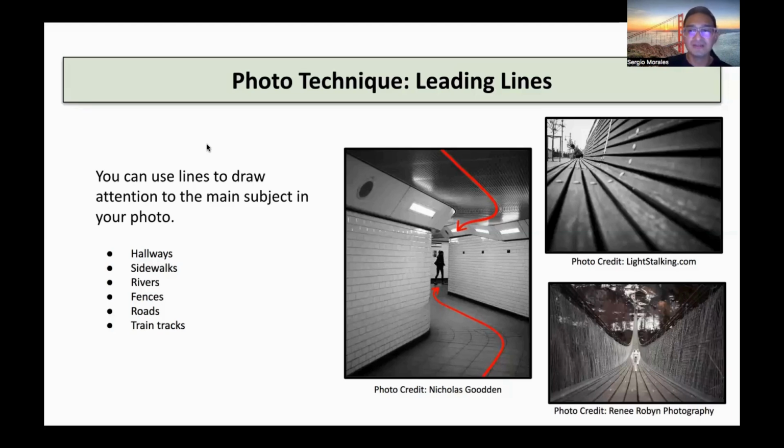So some things that you can use in order to create this sense of leading lines are hallways, sidewalks, rivers, fences, roads, and train tracks. So next time you take a picture and you want to try out something very different and cool, try to see what's in your surroundings and try to see what you can use as a leading line for your subject.